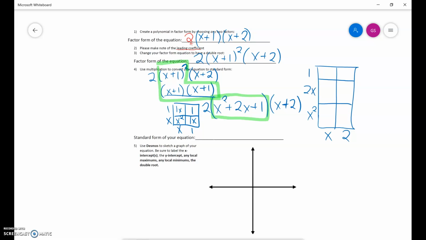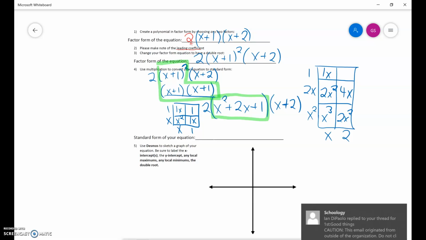All right, so x squared times x is just x cubed. X times 2x is 2x squared, and x times 1 is 1x. Then 2 times x squared is 2x squared. 2 times 2x is 4x. Okay, and 2 times 1 is 2.